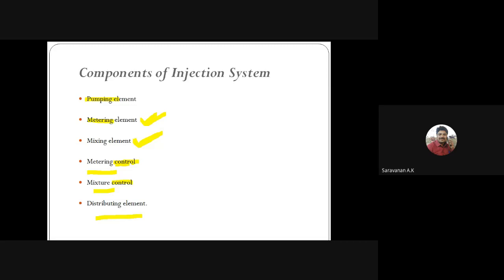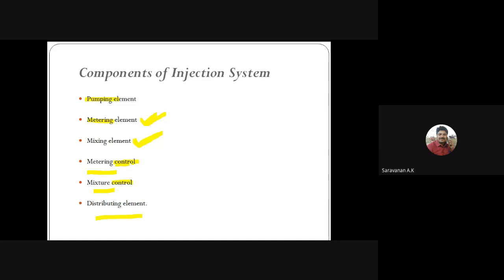Then the mixture control. The different engine conditions, that is the different speeds and different loads, will require a different amount of fuel and air supplied, the ratio. That ratio will be controlled by the atomization process. That unit is called the mixture control unit.